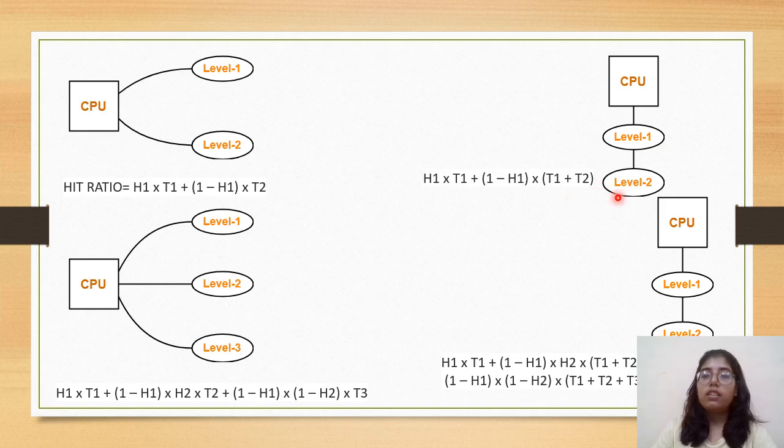In hierarchical memory organization, the CPU first accesses level 1, then level 1 will access level 2. If we don't find the element in level 1, then level 1 will find that element in level 2, and then that element goes to level 1, and then goes to the CPU. So the hit ratio for finding any element in hierarchical memory organization can be expressed as H1 into T1 plus (1 minus H1) into (T1 plus T2), the time taken by both the levels. Similarly, we can define an expression for three-level memory organization.